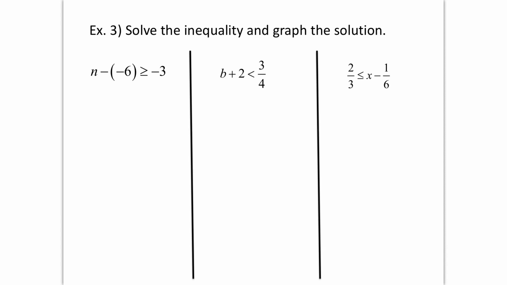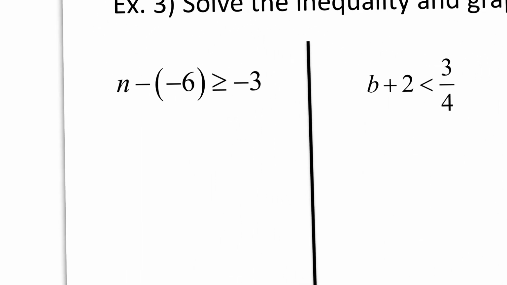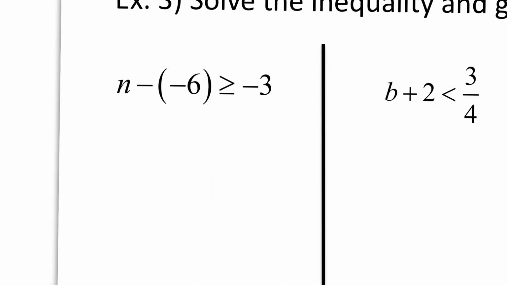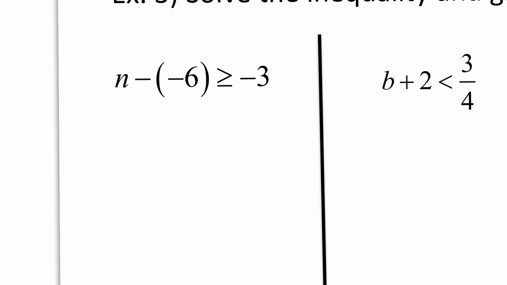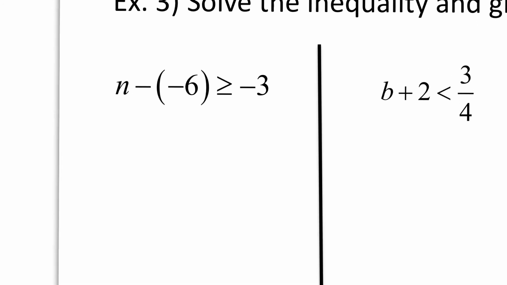So let's try a few more here. We want to solve the inequality, and then we want to graph our solution. So the first one is n minus negative 6 greater than or equal to negative 3. So first of all, I'm just going to put the line under the inequality. I notice that here I have a double negative, a negative n minus a negative 6. So that would turn into a positive, double negative turns into positive. So I put n plus 6 on this side and negative 3 on the other side.